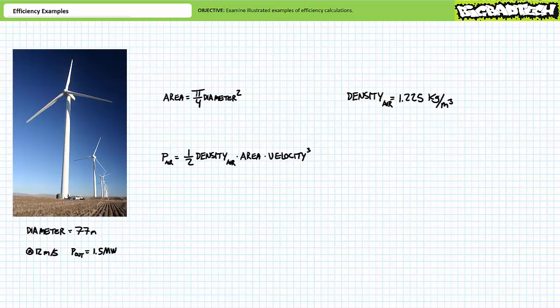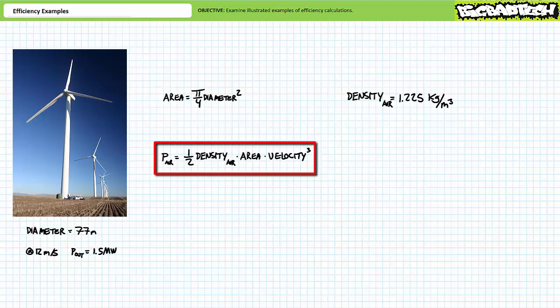Let's take a look at the efficiency of some representative examples of renewable energy systems. Consider an industrial wind turbine with a rotor that spans a diameter of 77 meters. Let's say at the rated wind speed of 12 meters per second, the turbine produces 1.5 megawatts of usable electrical power output. In order to determine the input mechanical power provided by the wind and the efficiency, we're given the following formulas. The area of a circle can be calculated as pi over 4 times the diameter squared.